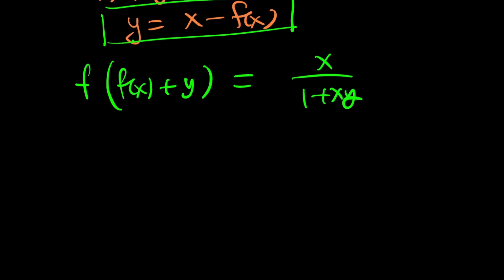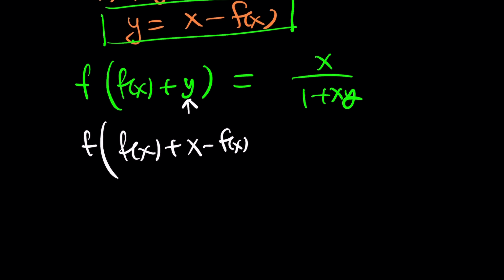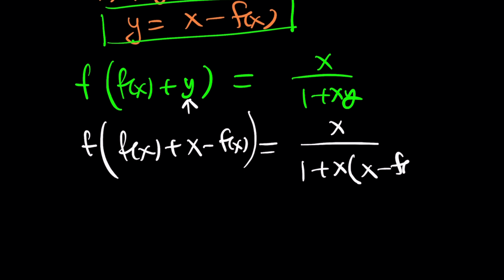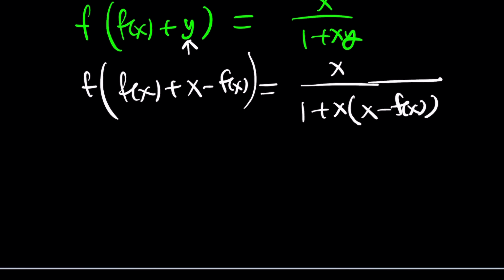Now, replace y with x minus f of x. You've got to do it on both sides. Replace y with x minus f of x. Beautiful. Well, not beautiful, but it's not bad, okay, for now. f of x cancels out. The most beautiful part is this gives you f of x.